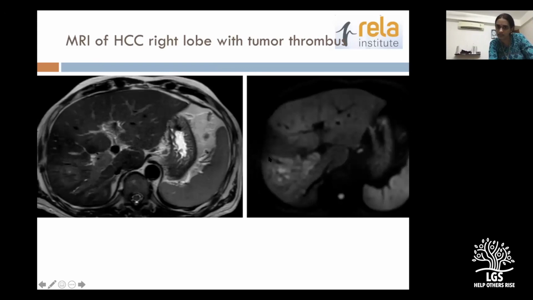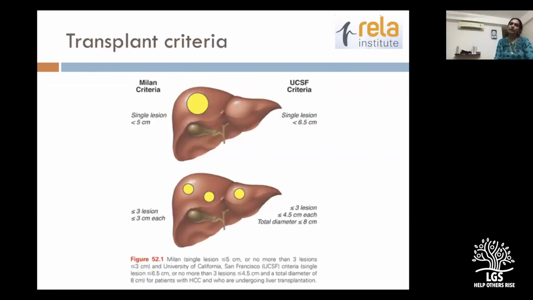And we can see the same diffuse infiltrative tumor infiltrating the right main portal vein. So just to highlight the role of MR in looking for HCC or tumor thrombus. Now coming to transplant criteria, I'm sure you're all familiar with this, but let me repeat it nevertheless.